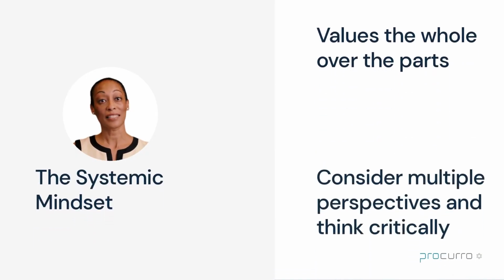The systemic mindset. So far, we've covered the system's view and systemic thinking. But what about the mindset that supports this way of thinking? That's where the systemic mindset comes in. A systemic mindset values interconnections, relationships, and the whole system over individual parts. It encourages us to consider multiple perspectives and think critically about the impact of our actions on the larger system.